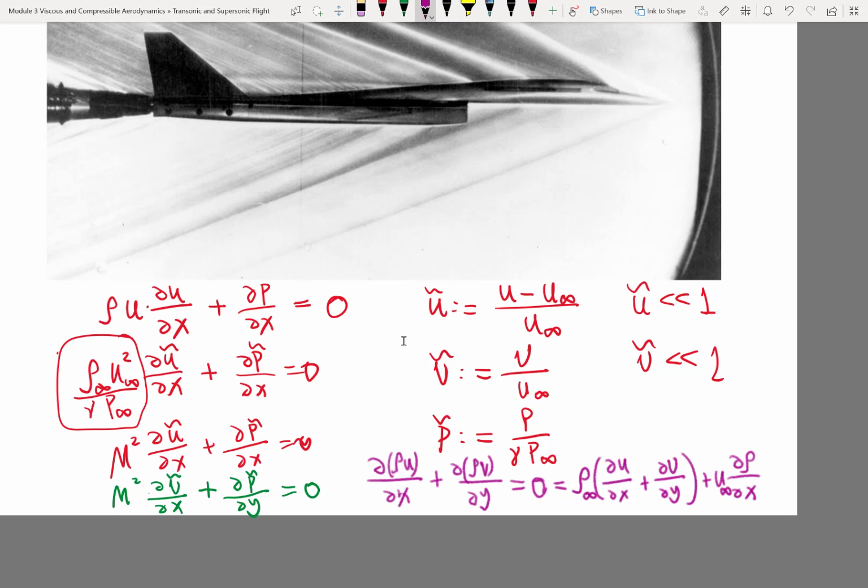Okay, and again, we can change these dimensional quantities to tilde values by dividing just the whole thing by u infinity. So if I'm dividing this by u infinity, this u infinity is gone, and these v and u values become tilde values.